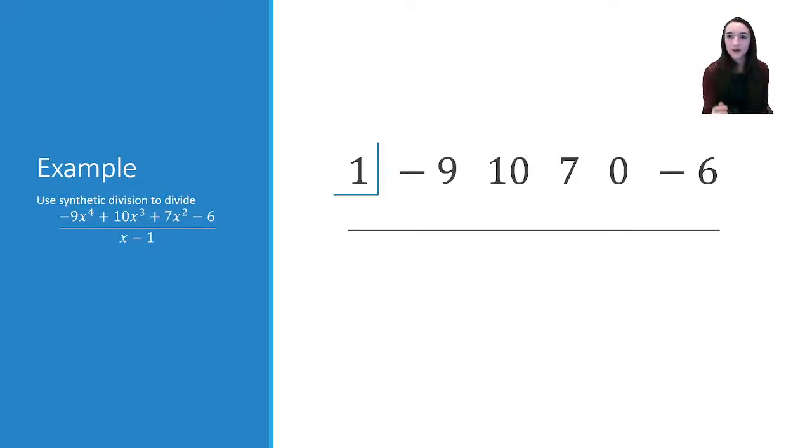Now step 2 is bringing down the first coefficient. So we just bring that negative 9 down below the line, and that's it.